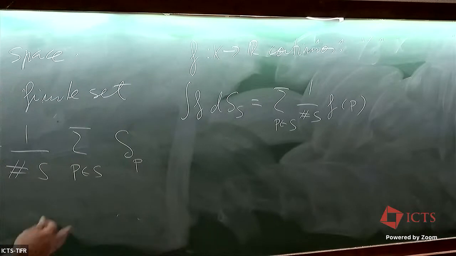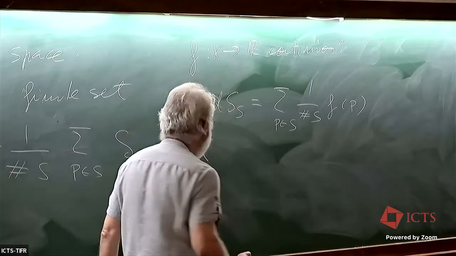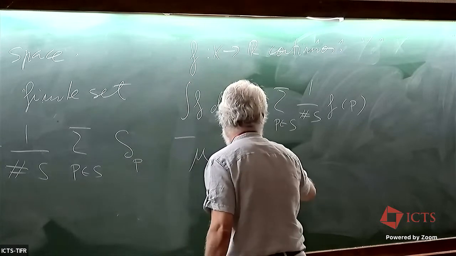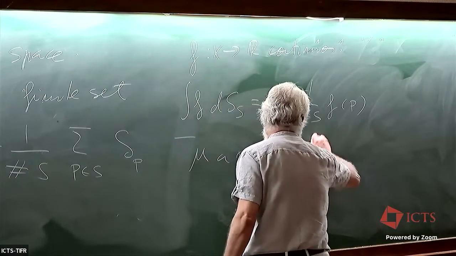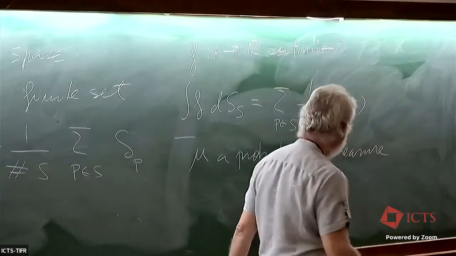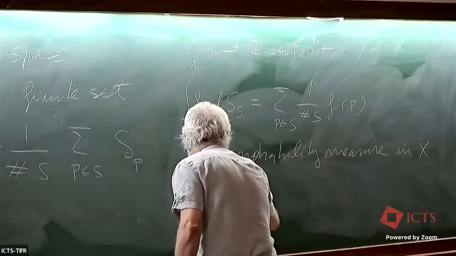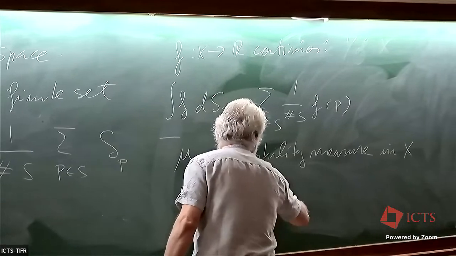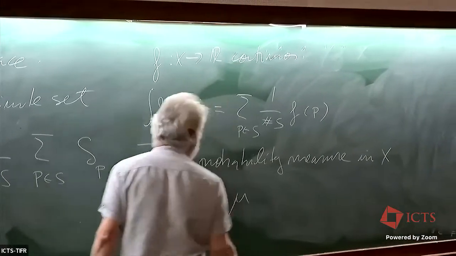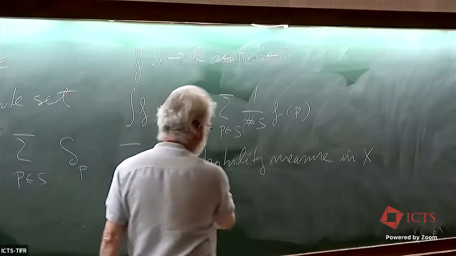Now I am in a space that has nice linear properties, that has a topology. So I can start studying the convergence. And then if I have mu, a probability measure in X, then I will say that delta of S converges to mu in what is called the weak star convergence.